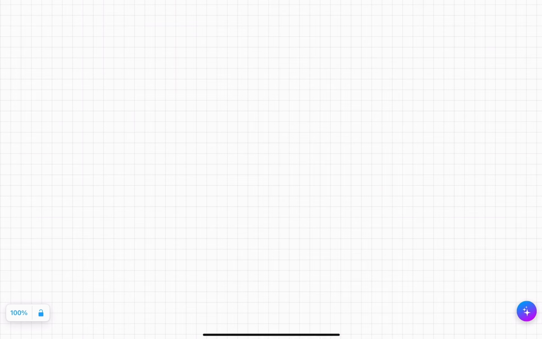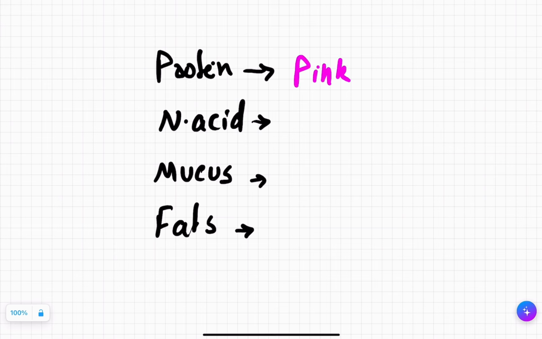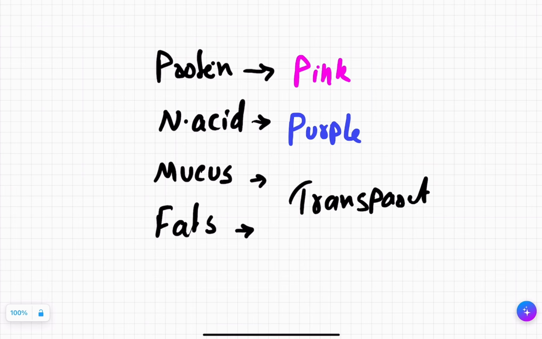Now before we begin, always remember this about histology and pathology. Color of protein, color of nucleic acid, color of mucus, color of fats. What is the color of protein? Pink. What is the color of nucleic acid? Purple. What is the color of mucus and fats? Transparent. They are transparent, thus we use special stains for them.